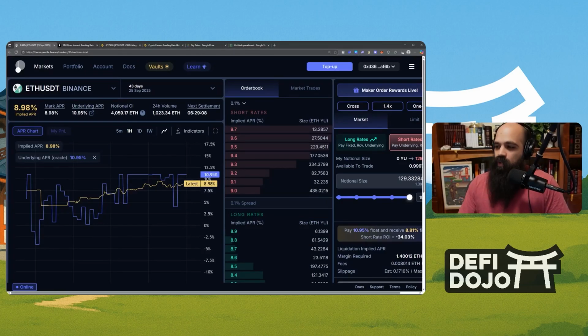Now, shorting the rate is where you pay the underlying, and you receive the rate that you've got it fixed at. You're not paying the yellow line, you're paying the implied APR at the time that you lock it in. In that sense, it's similar to Pendle. So you could lock in 8.98%, and that's what you're receiving. You're receiving the 8.98% annualized, which means every period, I can just tell you, 8.98 divided by 365 times 3, you would be receiving roughly 8.2 bips per period.